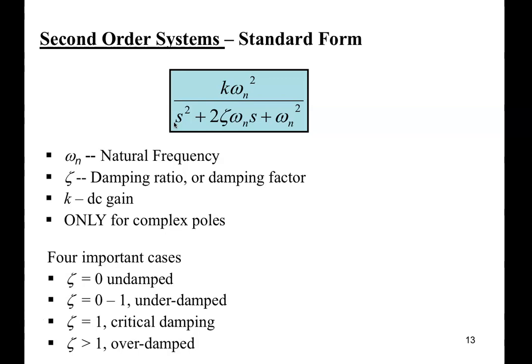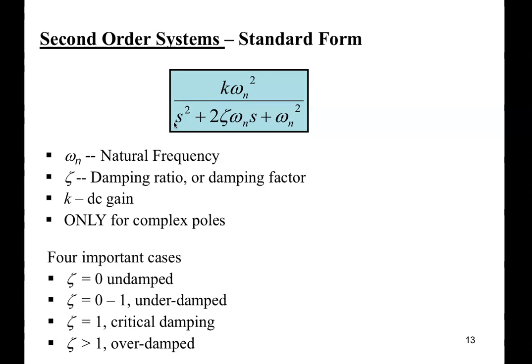And we have three parameters in this case. We have k, which is the DC gain. We have omega n, which is the natural frequency of the system. We have zeta, called the damping ratio or damping factor. Now, there are different cases according to the value of the damping ratio.